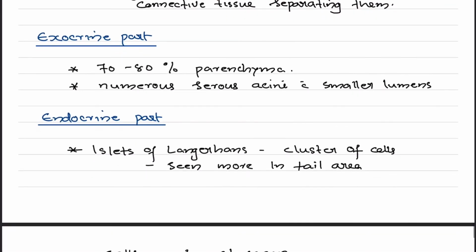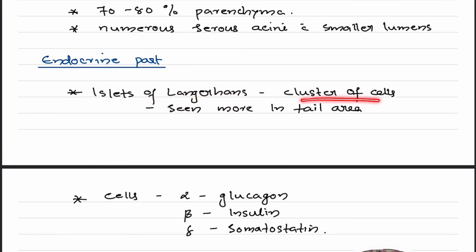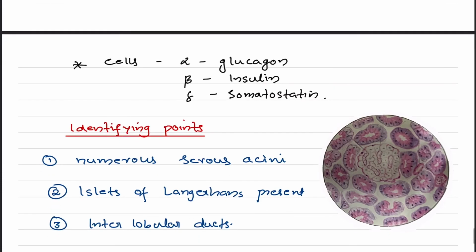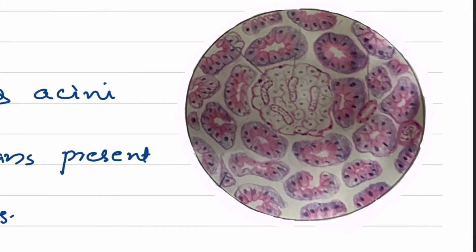Okay, now the exocrine part of gland, the pancreas contains 70 to 80% of parenchyma, which is exocrine part. Numerous serous acini with small lumens are present. The endocrine part is islets of Langerhans, which is a cluster of cells seen more in the tail of pancreas. So what are the cells in the islets? We have alpha cells, beta cells and delta cells. The alpha cells secrete glucagon, beta cells secrete insulin, and the delta cells secrete somatostatin. So this is the histology of pancreas.